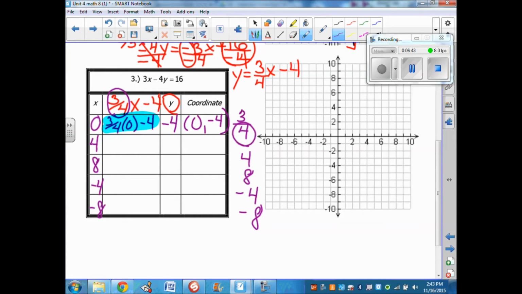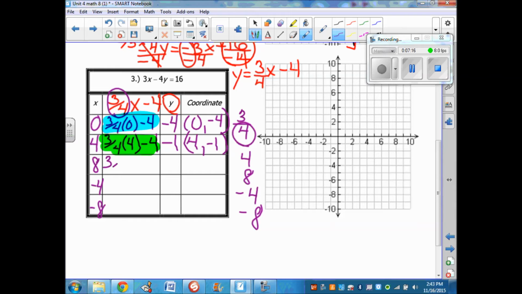Now the next thing we chose was 4. So what does this do for us? Go right ahead and enter that into your calculator, and you should end up with a nice, neat integer. So 3/4 times 4 minus 4 should give you -1. So my point here is 4, -1.